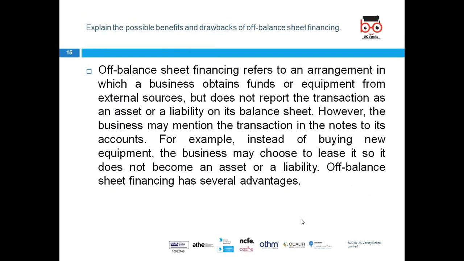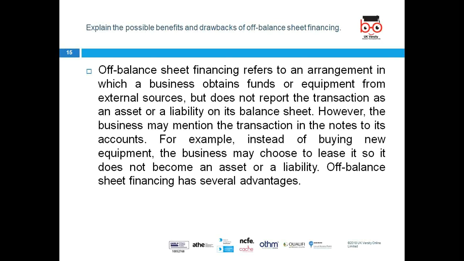Okay, the next we are looking at is to explain the possible benefits and drawbacks of off balance sheet financing, 3.4. Off balance sheet financing refers to any arrangement in which the business obtains funds or equipment from external sources but does not report the transaction as an asset or liability on its balance sheet. This is called off balance sheet. However, the business may mention the transaction in the notes. For example, instead of buying new equipment, the business may choose to lease it. It does not become an asset or liability.